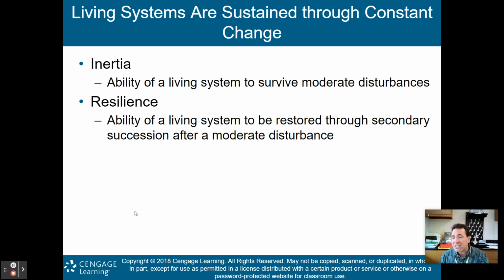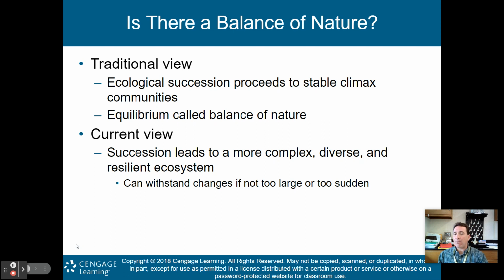All right, so living systems are sustained through constant change. So we need a couple of terms here to know. The first is inertia. This is the ability of a living system to survive moderate disturbances. Resilience is the ability of a living system to be restored through secondary succession after a moderate disturbance. So, is there a balance of nature?